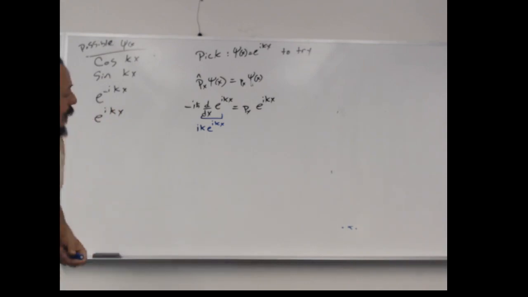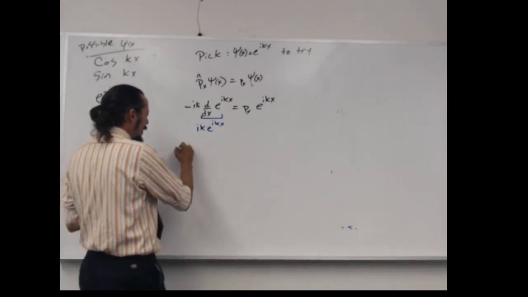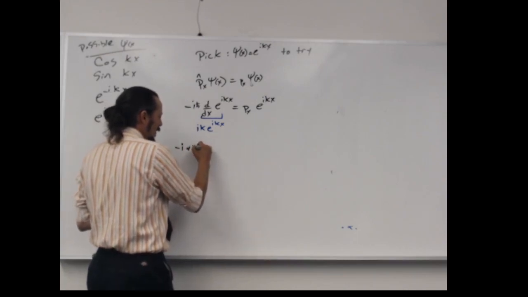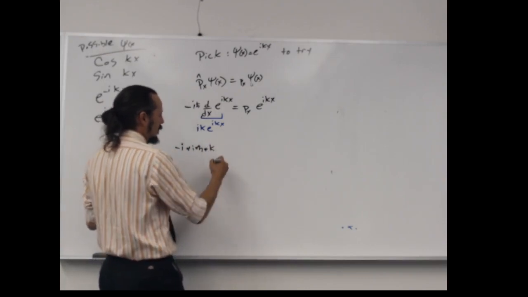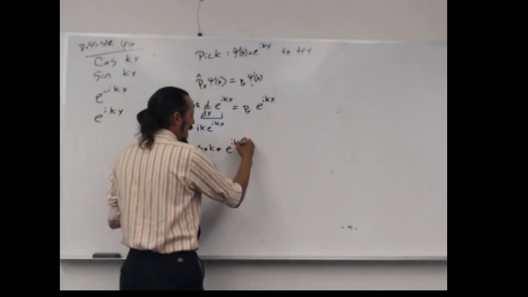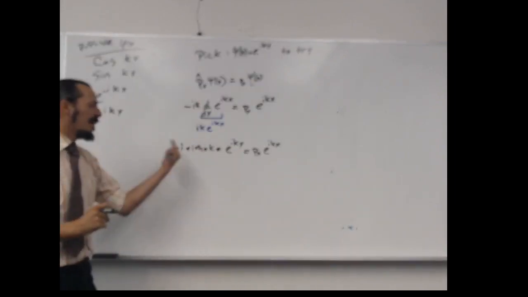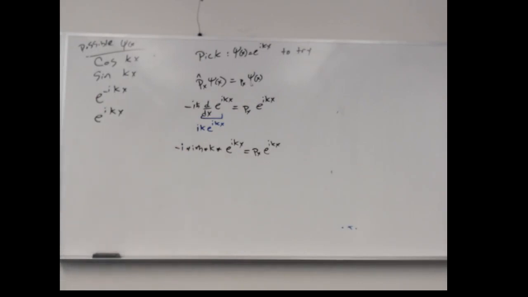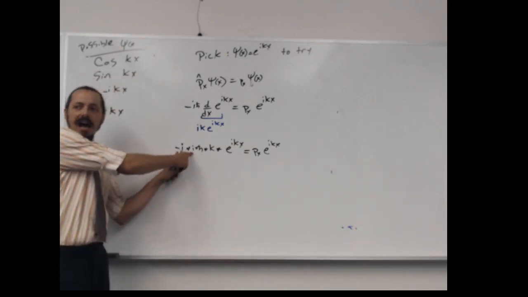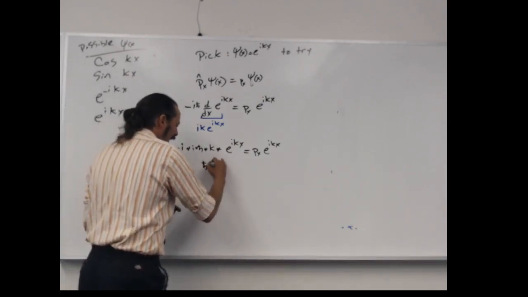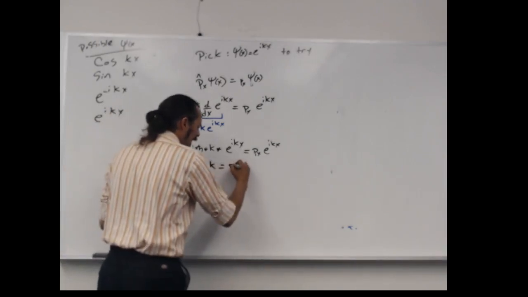Okay, now I've got to do a little bit more. This is going to look weird, I'm going to have negative i times i h bar k times e to the ikx equal to px e to the ikx. Now that I've done the derivative, I can get rid of that function, and I can figure out what my momentum is equal to. Negative i times i, that would be 1. I'm just going to get h bar k is equal to px.